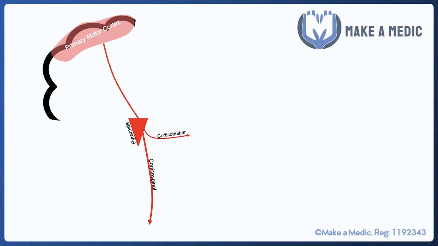So here we have a cerebral hemisphere, and we have the primary motor cortex. So the primary motor cortex sends fibers down towards the pyramids in the medulla, and the reason that they're called pyramids is because the fibers all converge, sort of like an upside-down pyramid. And then we have a couple of different tracts. We have the corticobulbar tract that is responsible for various muscles in your head and neck, and then we have the corticospinal tract, which is responsible for the rest of your voluntary movement.